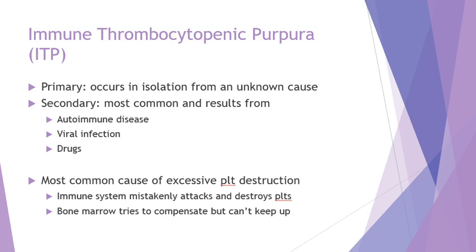What we do see is secondary, which is most common and results from autoimmune diseases such as lupus, viral infections like Hep C, HIV, and drugs: chemotherapy, NSAIDs, heparin, sulfa, penicillin, or just some of those meds that I grabbed. It is the most common cause of excessive platelet destruction. What happens here is the immune system mistakenly attacks and destroys the patient's platelets. The bone marrow tries to compensate by increasing production, but it just can't keep up with all of these destroyed platelets.